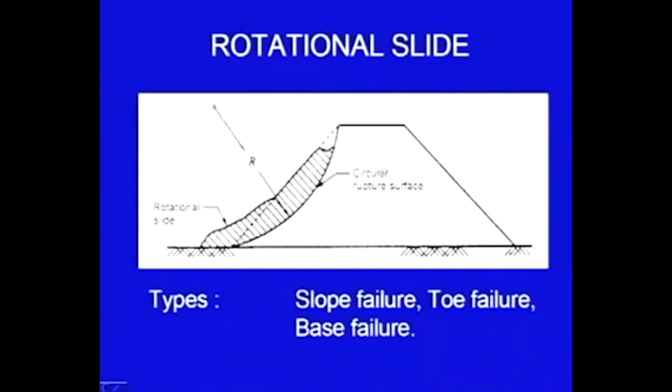Here it is an embankment, and this is the failure surface which we discussed last time. In 2D this surface is circular. In 3D it is a cylindrical surface. Perpendicular to the plane of paper we are taking 1 unit dimension. The general term is rotational failure or rotational slide, and we also discussed different subcategories. These were slope failure, toe failure and base failure.